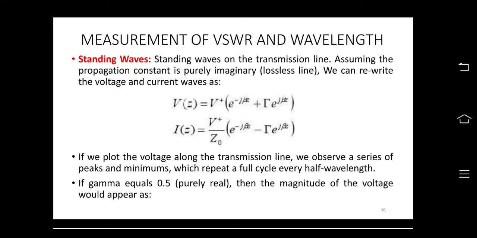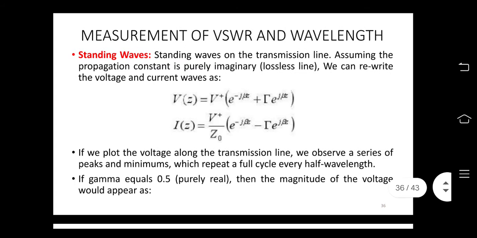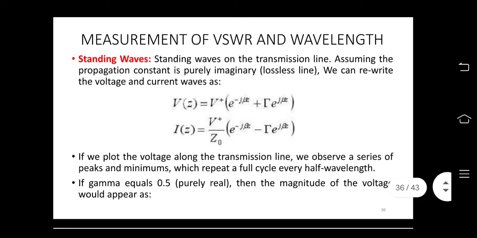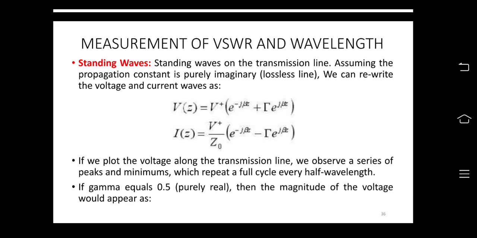Measurement of VSWR and wavelength. Standing waves. So standing waves will be produced when you have a traveling wave and a reflecting wave in the line. So assuming the propagation constant is purely imaginary, that is a lossless line, we can rewrite the voltage and current waves as V of Z equals V plus e power j beta Z plus gamma into e power j beta Z. I of Z equals V plus by Z0 into e power minus j beta Z minus gamma e power plus j beta Z.